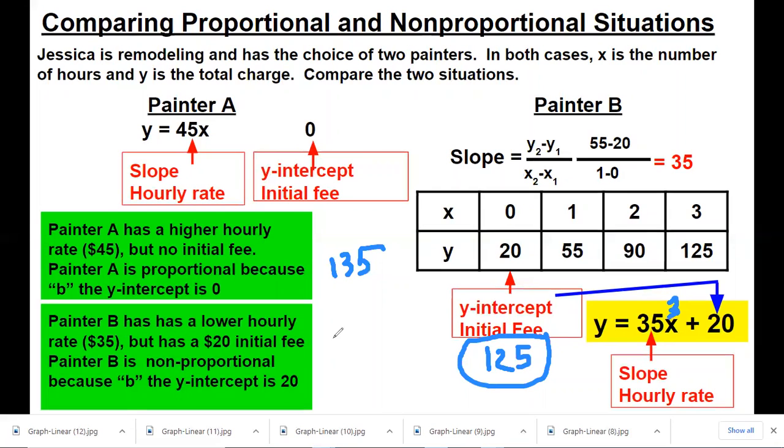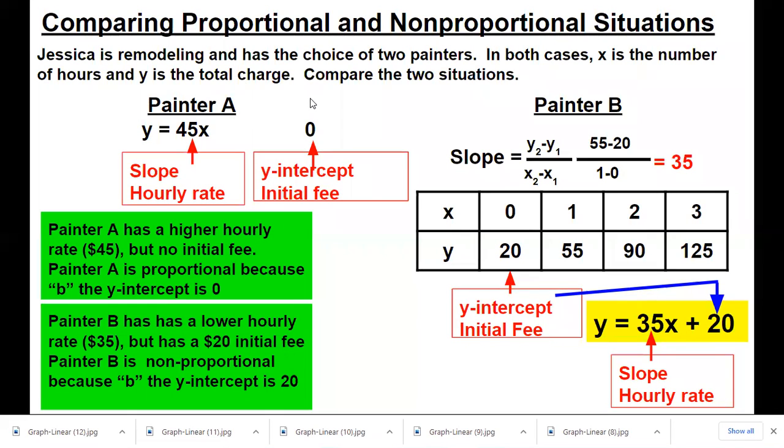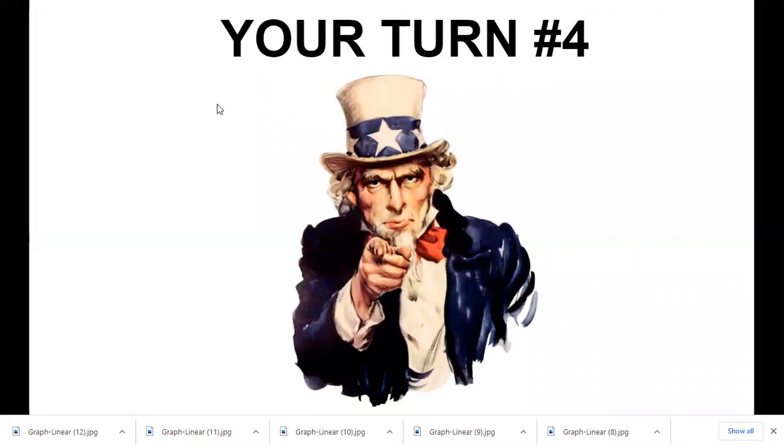So you can see how using these equations can really help you when you're trying to figure things out in real life. So maybe one day you're going to hire a painter and you're going to make equations to figure out which is the best painter to hire. Okay, anyways, now it's your turn to try one of these.